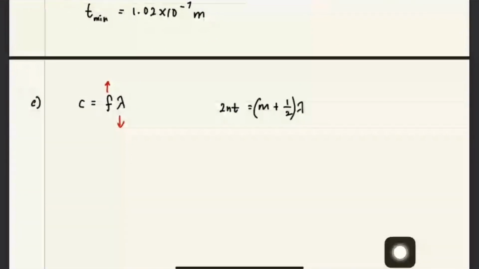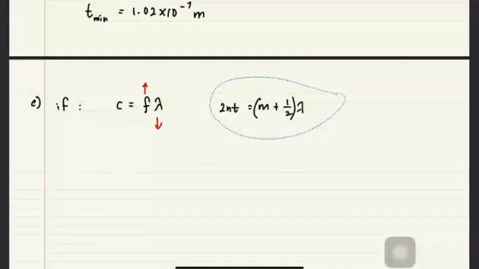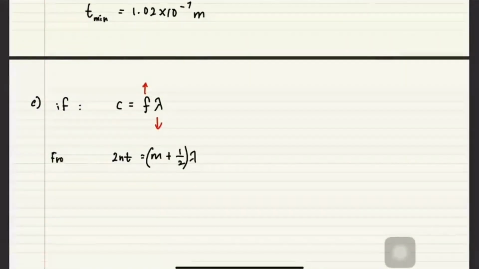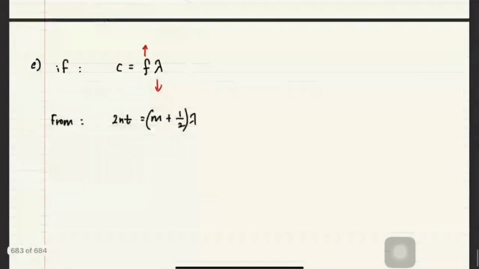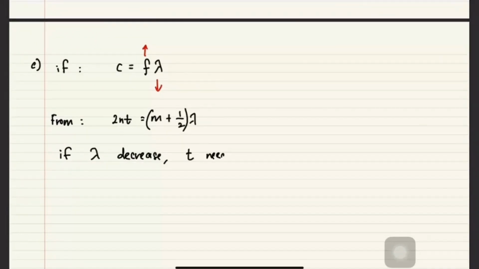So kalau saya nak tulis dalam exam, kita betul-betul lah. If frequency increase, lambda decrease. Jadi penuh lah. From equation 2nt equals m plus half lambda. So if lambda decrease, t need to be decrease as well.